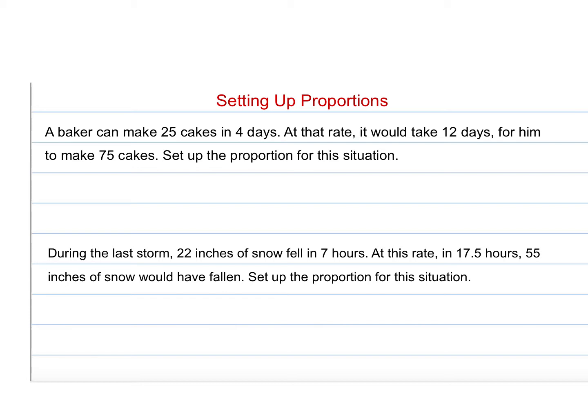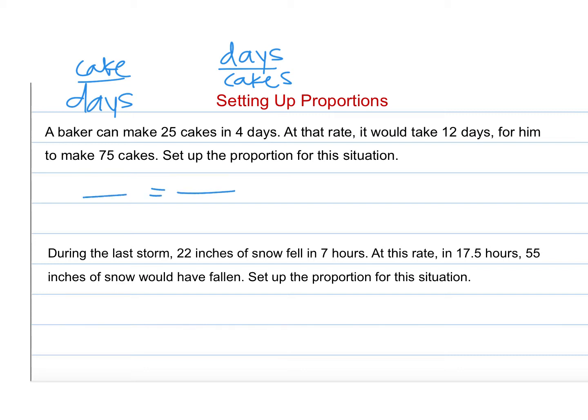So we have a baker can make 25 cakes in 4 days. At that rate, it would take 12 days for him to make 75 cakes. Set up the proportion for this situation. So there's a couple ways we could do it. We could do cake over days, or you could do the opposite and do days over cakes. But however you set up one side, the other side needs to be the same.